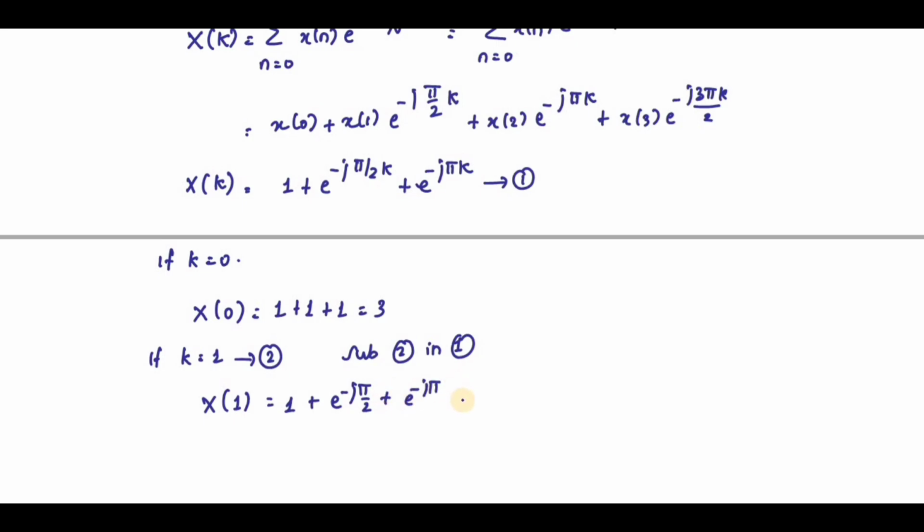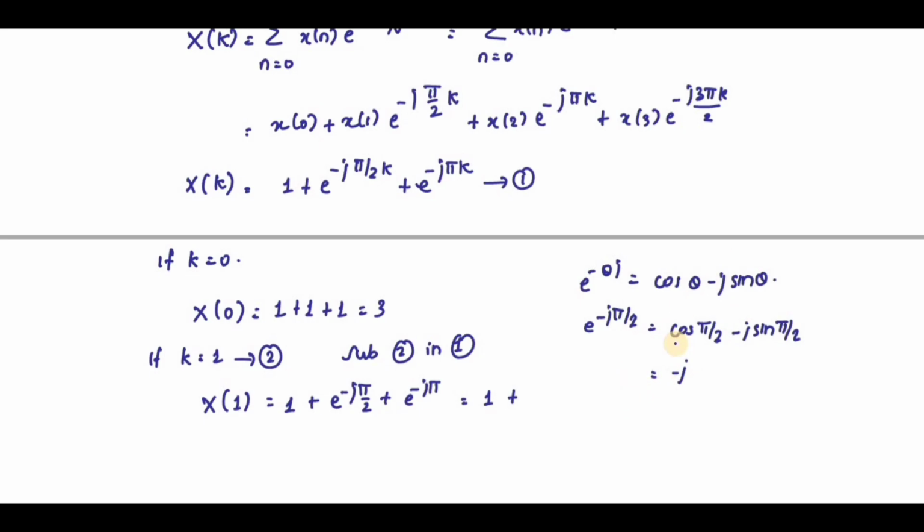Okay. So this e power minus j theta I can write as cos theta minus j sin theta. Okay. If it is e power minus j pi by 2, I will write cos pi by 2 minus j sin pi by 2. Okay. Pi by 2 is 90 degrees. So what is cos pi by 2? Cos pi by 2 is 0. So you will get the answer as minus j.